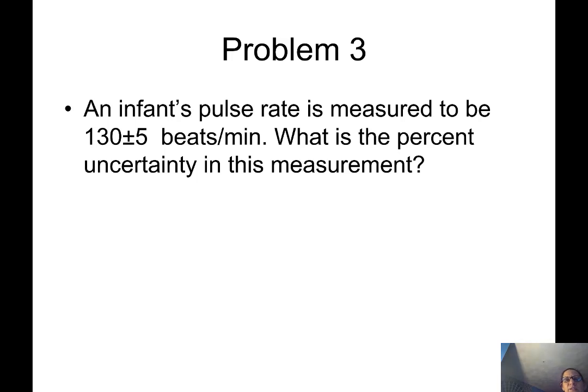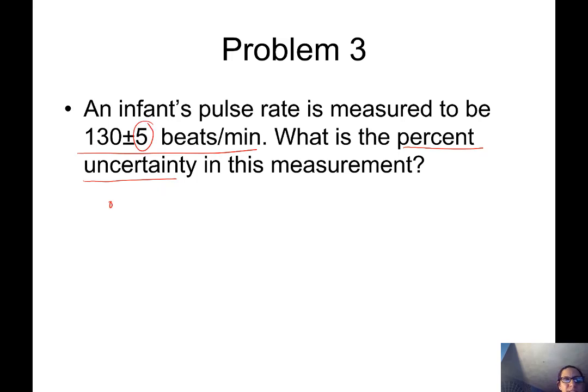Then there is another instance: an infant's pulse rate is measured to be 130 plus minus 5 beats per minute. What is the percent uncertainty? Up till now, you were converting from percent uncertainty to uncertainty. Now you're doing the other way around, finding the percentage uncertainty. So the actual number is 130 and the uncertainty is 5.